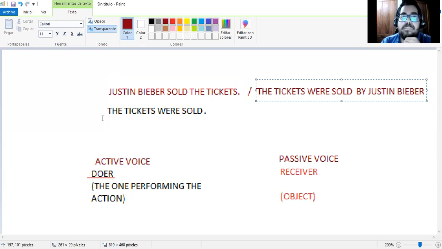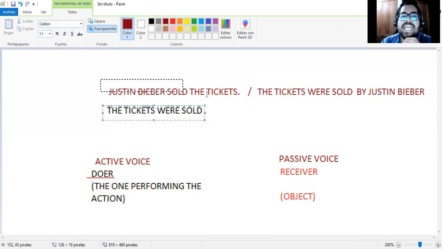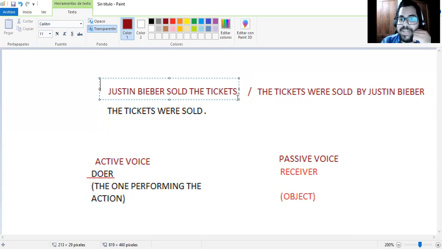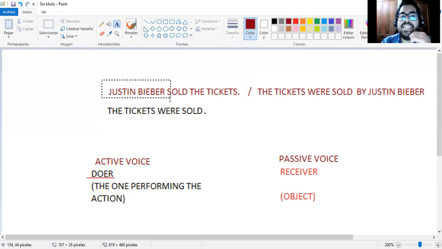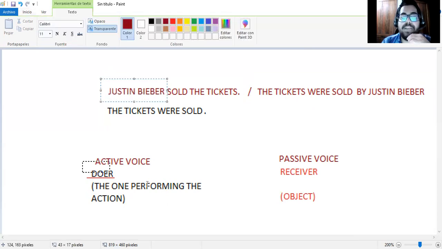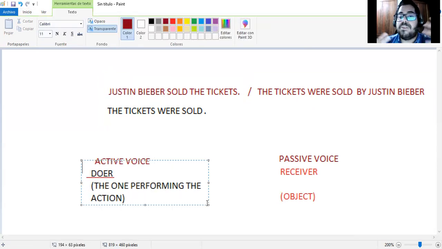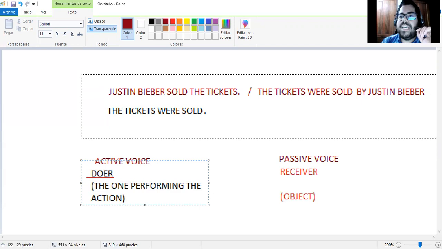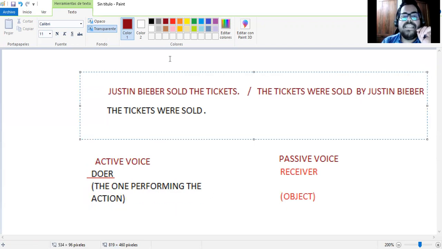But from passive voice to active voice is more complicated, because sometimes we have to invent the doer. We have to invent the subject of the sentence. We have to invent the one performing the action. Well, this is the passive voice, guys, in past tense.